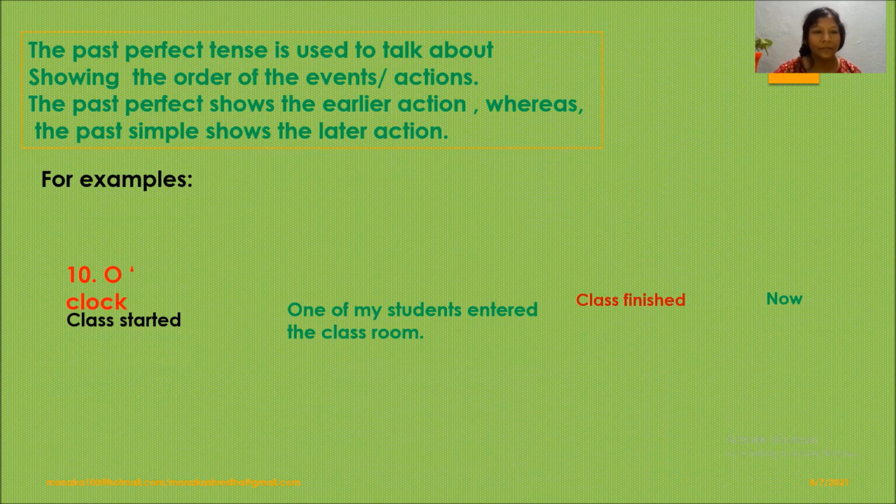For example, here, class started at 10 a.m. And at 10:15 a.m., one of my students entered the classroom. And at 12 o'clock class finished. Now it is 12:30 p.m. The actions happened in the past, that means before 12:30 p.m. When did the class start? At 10 a.m. The class started at 10 a.m.